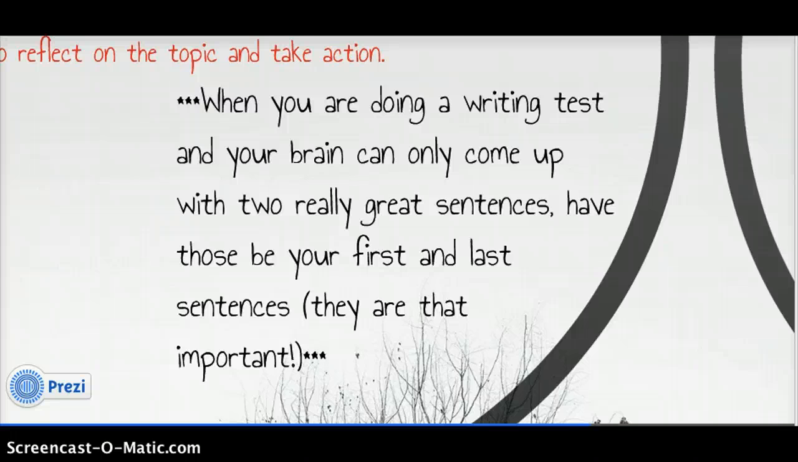Something just to keep in mind generally, anytime you're doing a writing test, which you will be doing one in 11th grade that you will have to be able to pass in order to graduate: if your brain can only come up with 2 really good sentences, always use them for that first and last part of the paragraph, because those need to be your strongest sentences. You need good body details. You need good big ideas and same words, but you also need to have those good strong sentences at the beginning and the end.